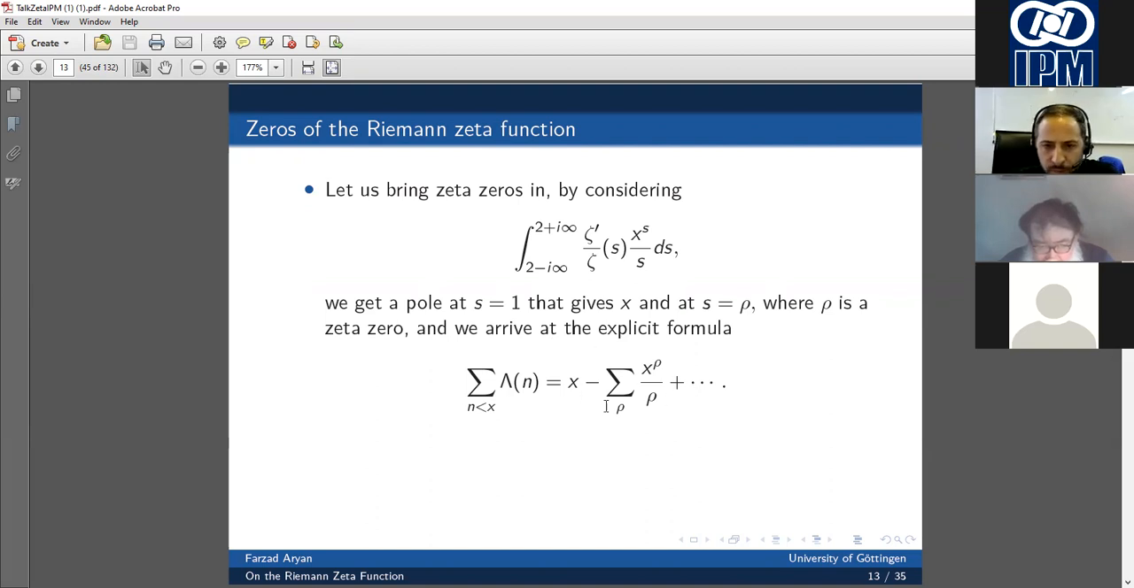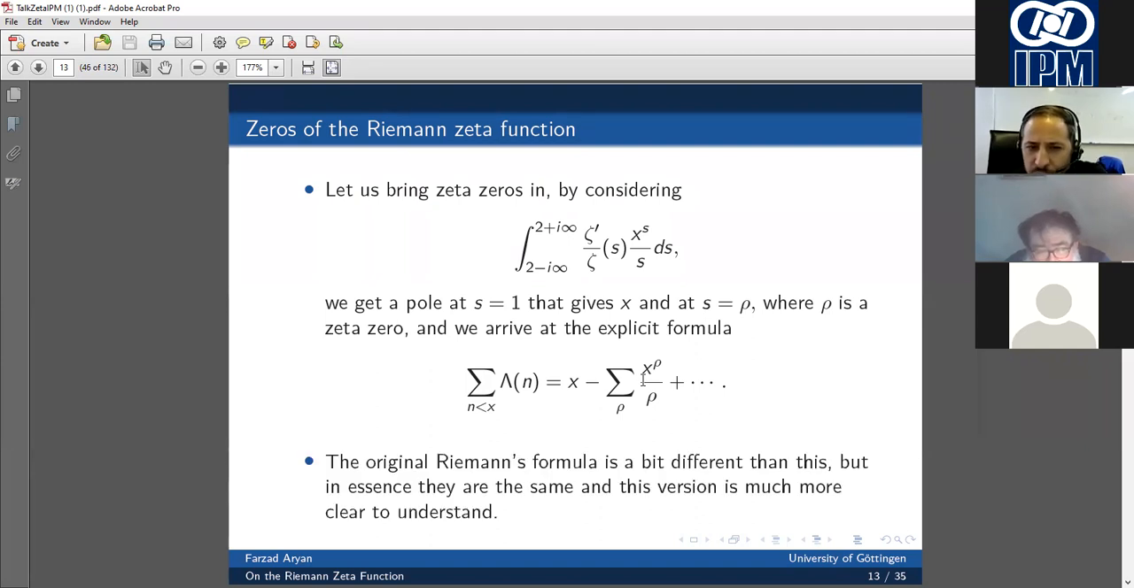I just put the important parts, 3 points. There are other elements in this formula, but they don't play as much of a role. The important ones are x and x to the power rho divided by rho. The x is what we expect this function to look like. So the sum of lambda of n for n smaller than x, we expect it to be around x. And this guy takes care of the error term from the expected value.